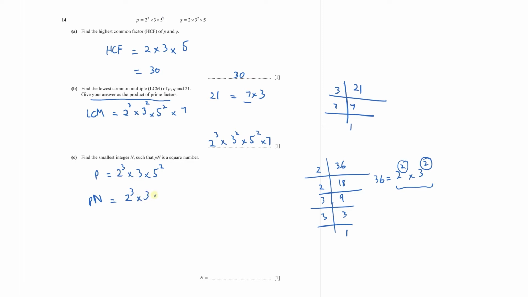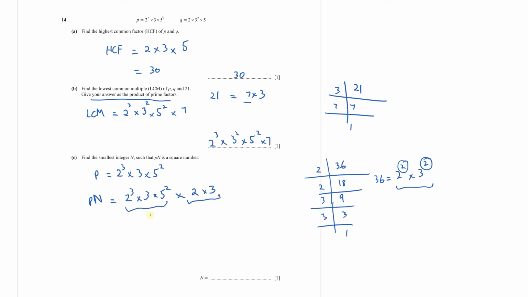So I'm writing P as it is. Now I'm going to write n. So to make this power 3, I can increase it by 1 to make it 4. So I will multiply it by 2. 3 power 1, I will make it 3 square, so I will multiply by 3. 5 square is already even, so I don't need to do anything about this 5. So this is my number n.